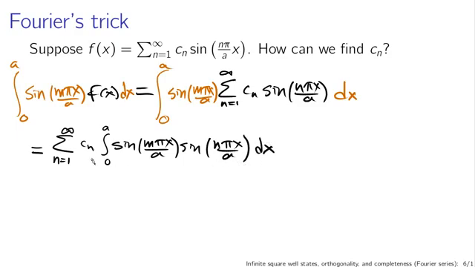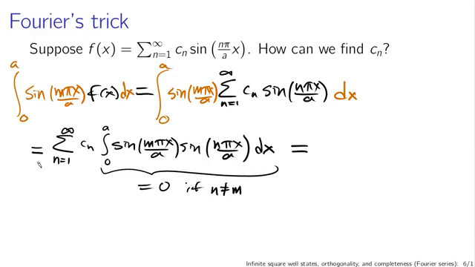Now, you know what this integral looks like. This looks like the orthogonality condition we were working with on the last page. So it turns out this is going to be equal to 0 if n is not equal to m. So if you imagine this sum as being this term repeated over and over again for different values of n, all of those terms are going to vanish except for the one term when n equals m.